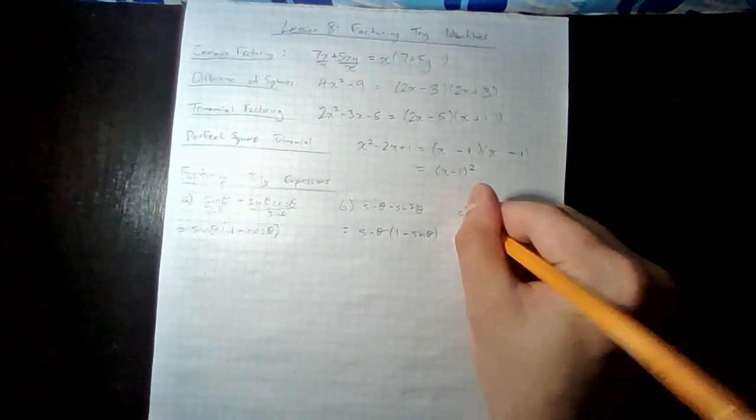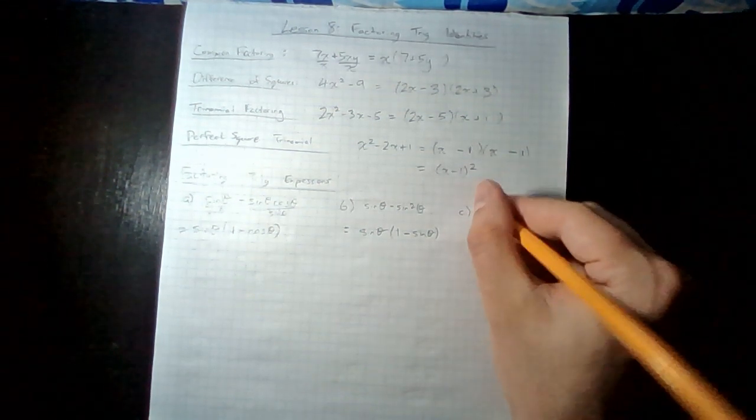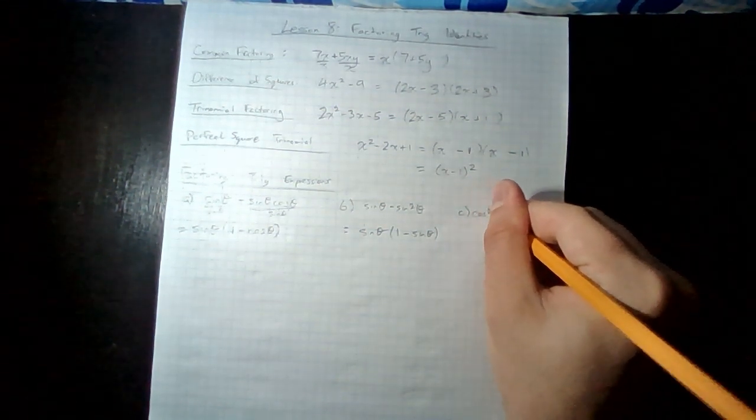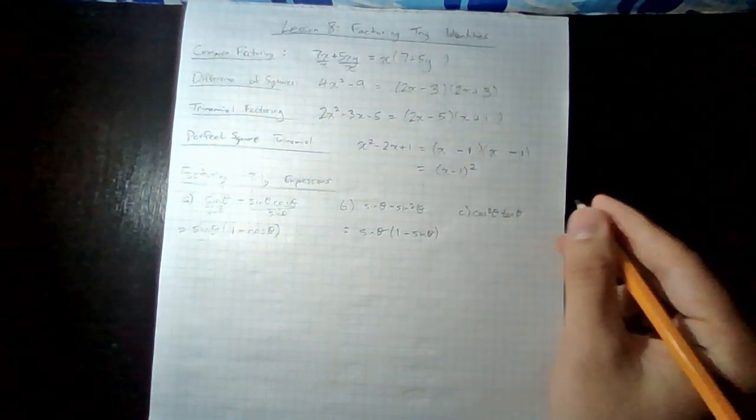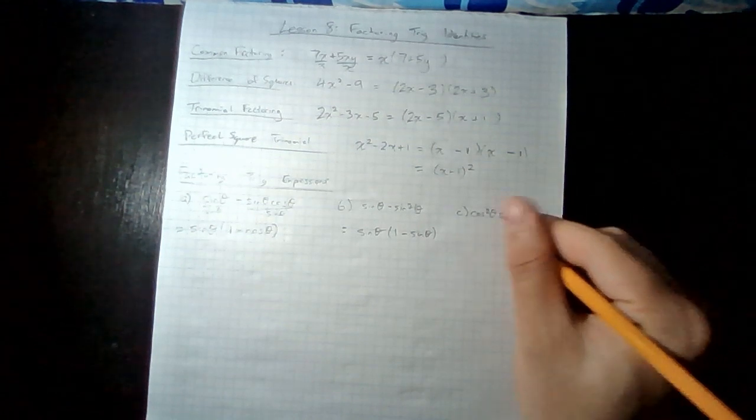One more example using the common factor. I have cos squared theta tan theta minus cos squared theta. I have a cos squared theta in both terms, so I can take out cos squared theta and I get left with tan theta minus 1. Those all use common factoring.